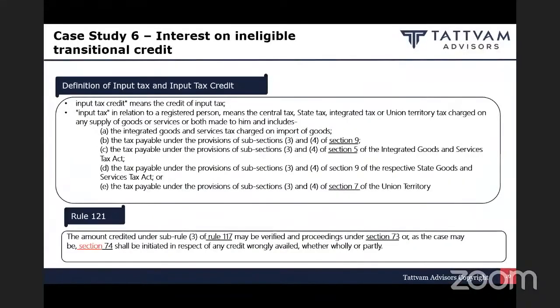Similarly, when we talk about interest on wrong transitional credit, I think we all are aware that the department is issuing a lot of scrutiny notices and show cause notices related to the transitional credit, which have been carried forward by the taxpayer.